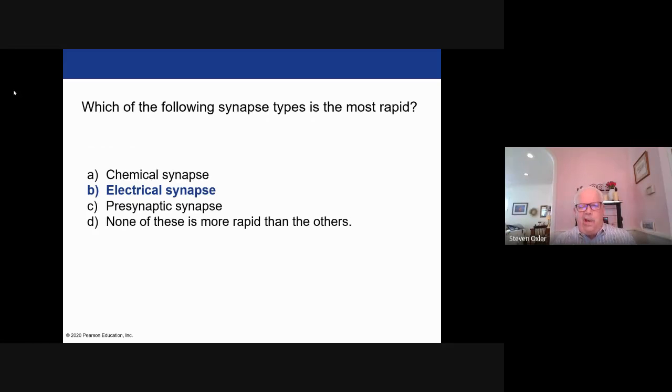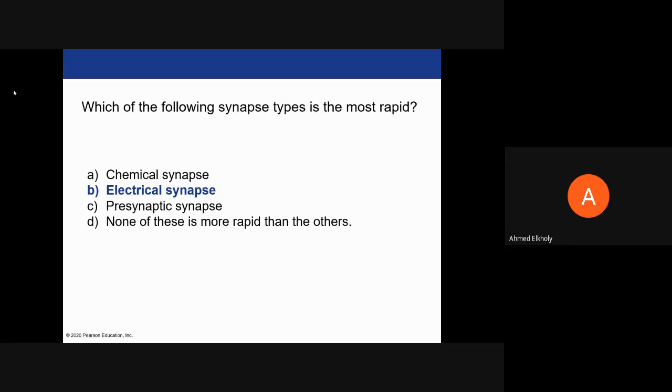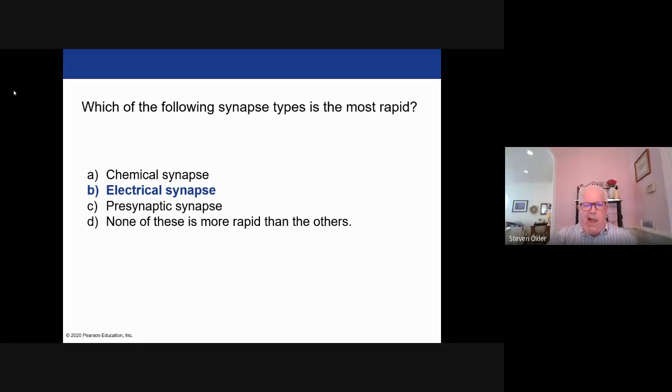Now let me ask you this question. What is the most common and abundant synapse in the body? The chemical synapse. Chemical, correct. Chemical, all right?